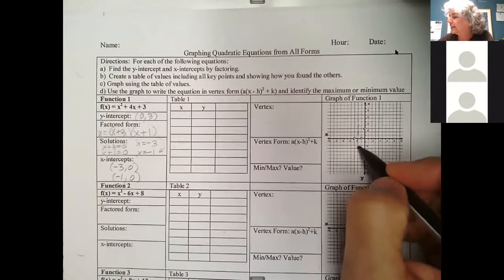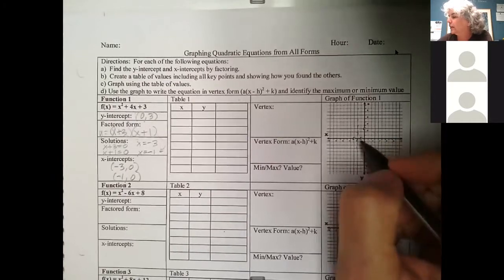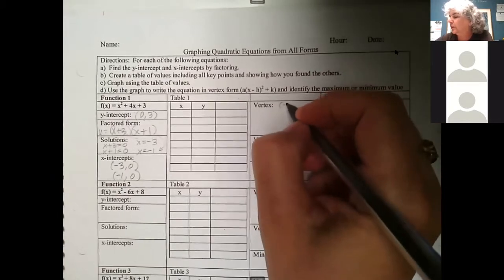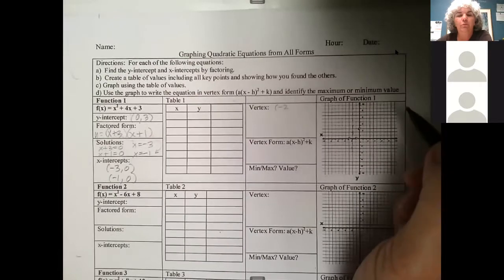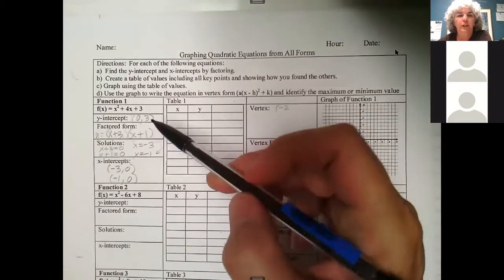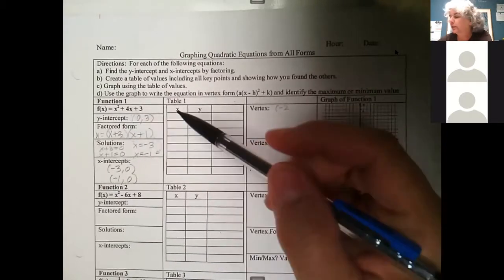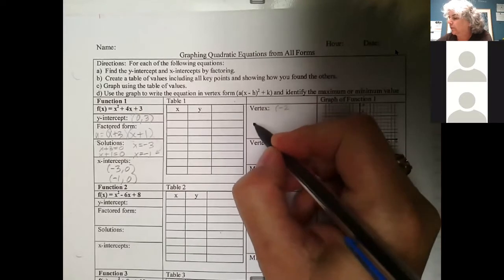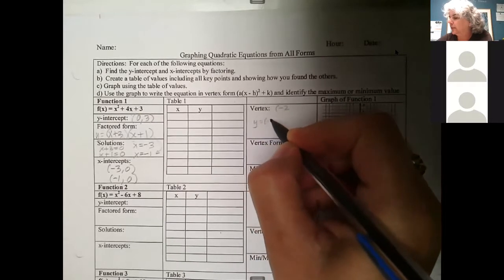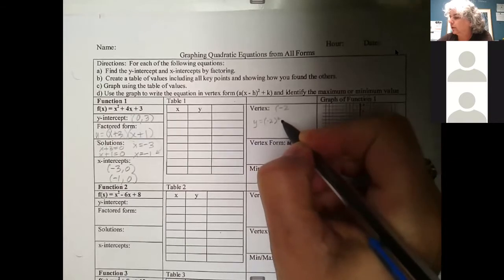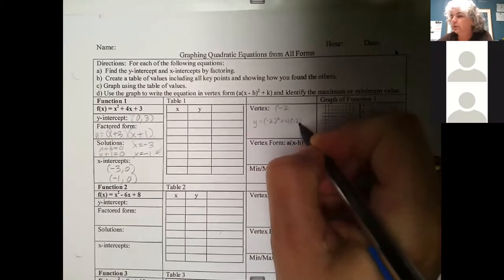Anyways, the vertex is going to have an x coordinate of -2. So I know that it's -2 there. And to figure out what the y coordinate is, I have to plug in -2 for x here and figure out what the y value is. So I'm going to go ahead and do that. -2 squared plus 4 times -2.